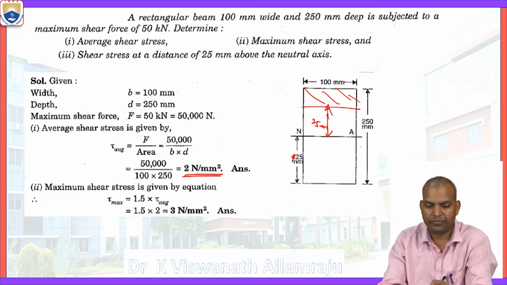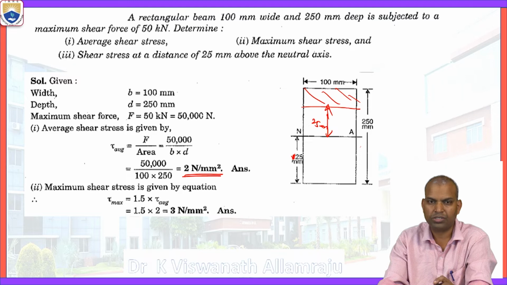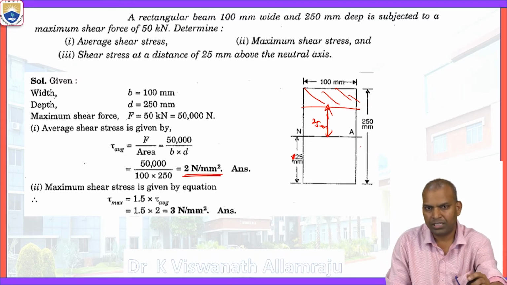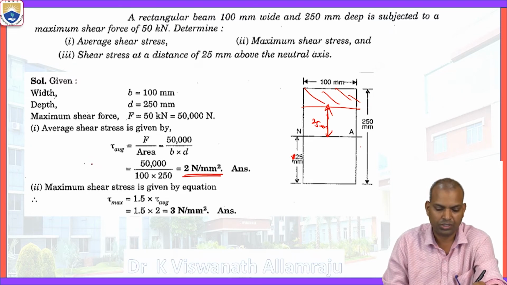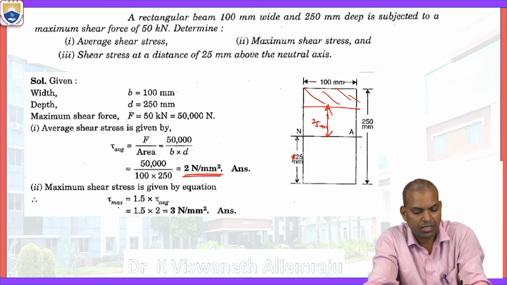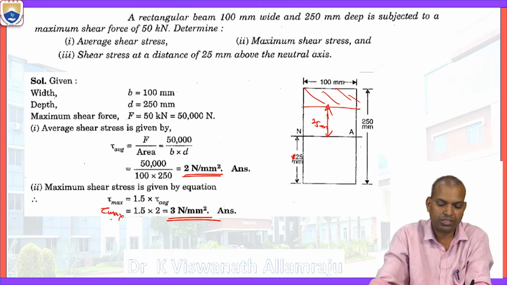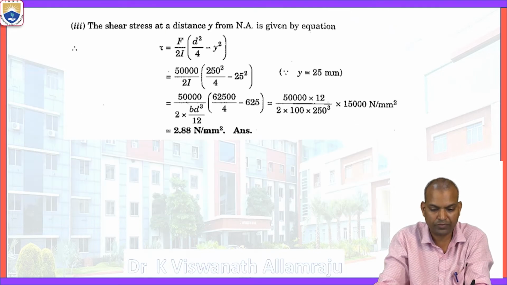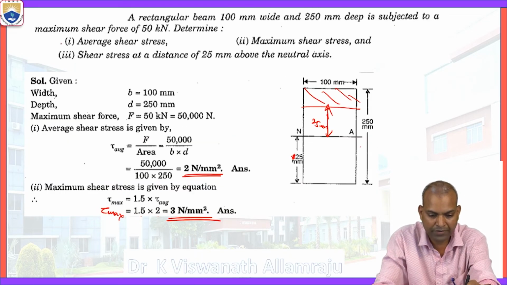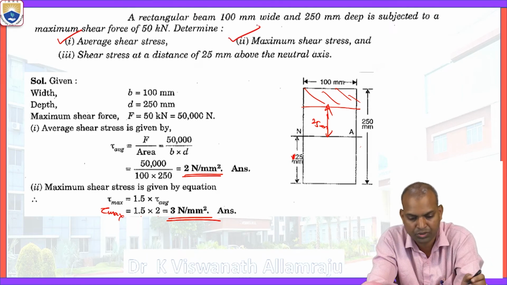We know the relation for a rectangular section: maximum shear stress equals 1.5 times average shear stress. We calculated the average shear stress, so substituting in the formula we get the maximum shear stress. Tau maximum equals 1.5 times tau average 2, that is 3 Newton per square millimeter. That is the maximum shear stress, the second objective. First objective average shear stress, second objective maximum shear stress.